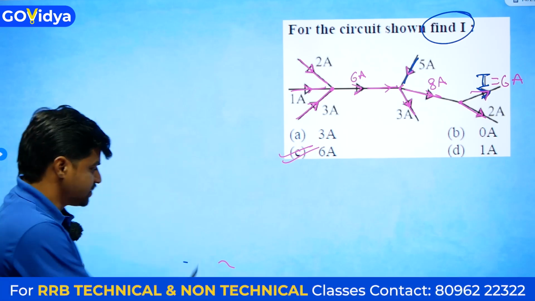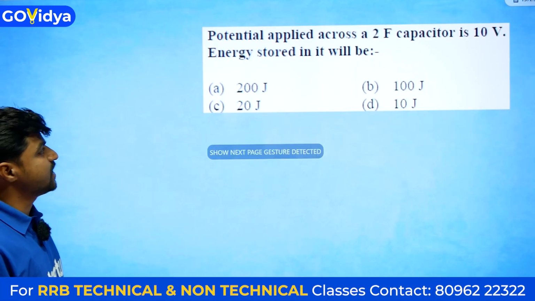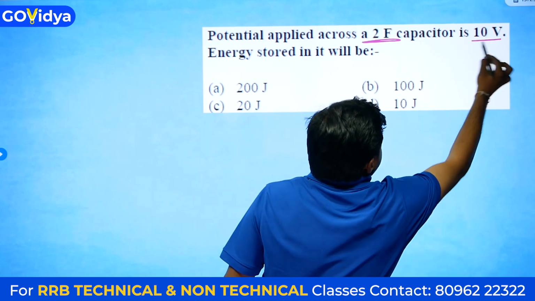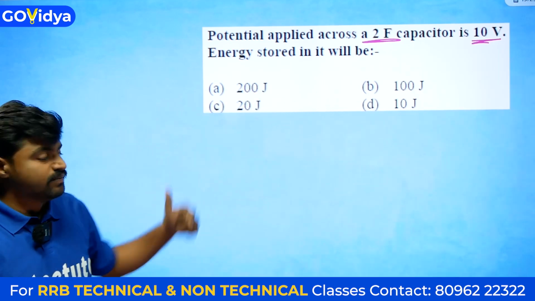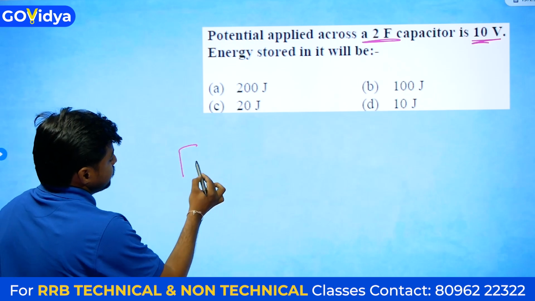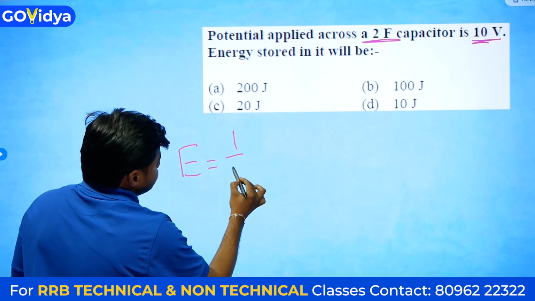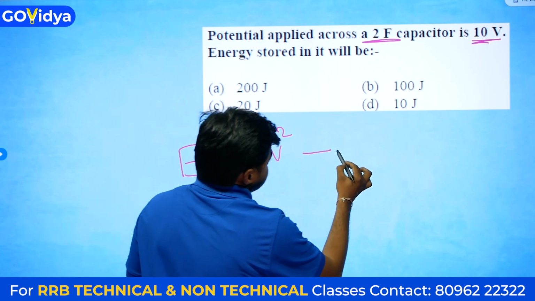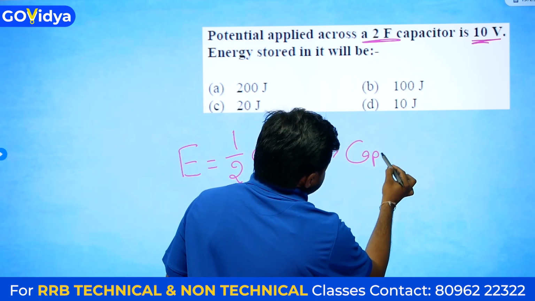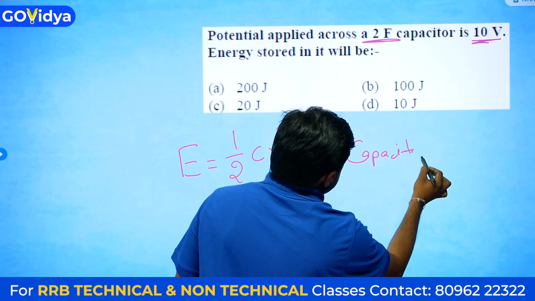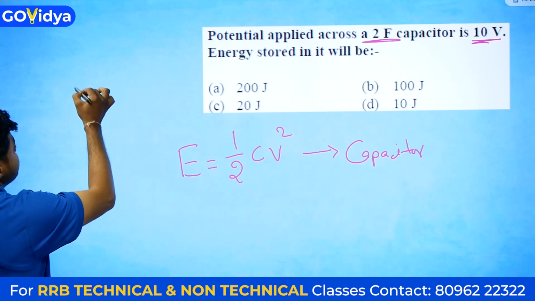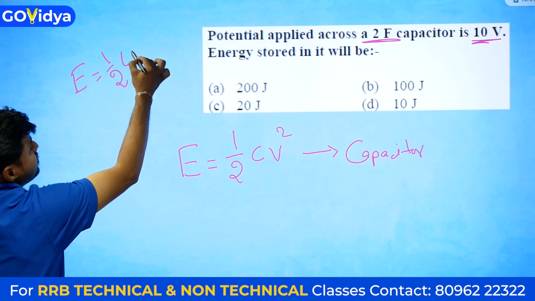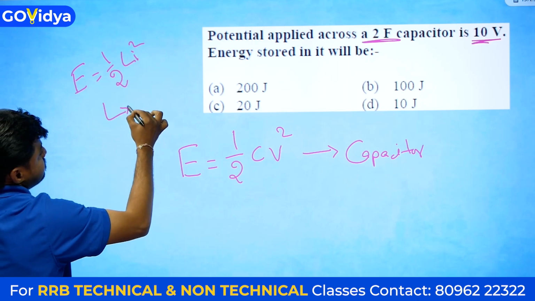Okay, next question. The potential applied across a 2 farad capacitor is 10 volts. The energy stored in it will be, okay, we know energy is equal to 1/2 CV square for a capacitor, and for an inductor E is equal to 1/2 Li square.